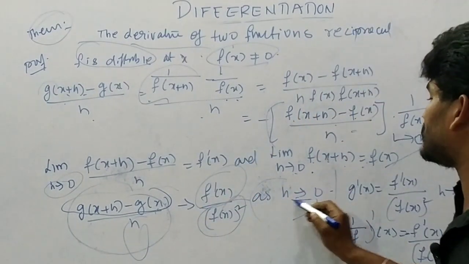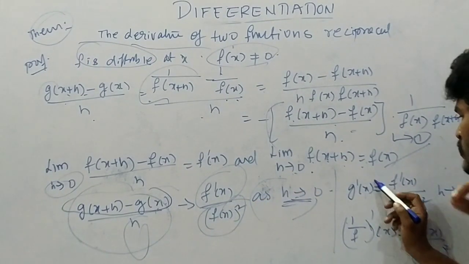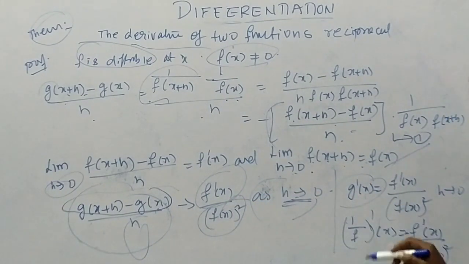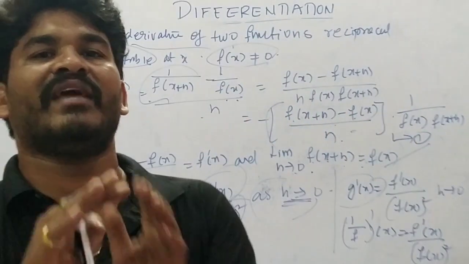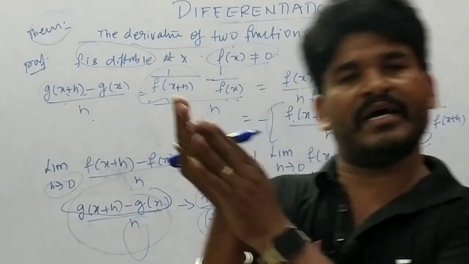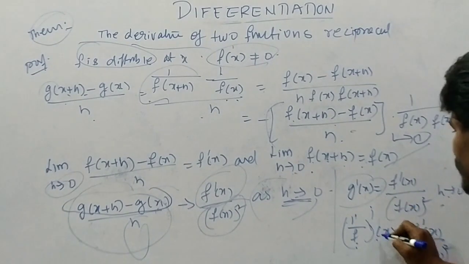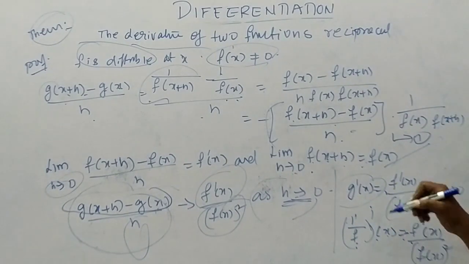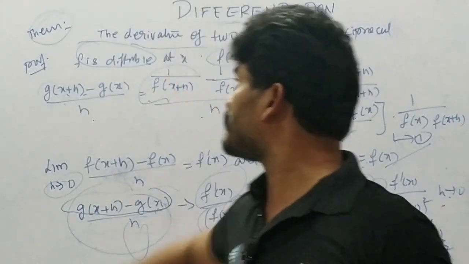Therefore, as h tends to 0, g'(x) equals f'(x) divided by [f(x)] whole square. So this is the condition. Actually, this function is a reciprocal. Therefore, (1/f)'(x) equals minus f'(x) divided by [f(x)] whole square. Why? Because we are taking the reciprocal as h tends to 0. So this is the theorem.